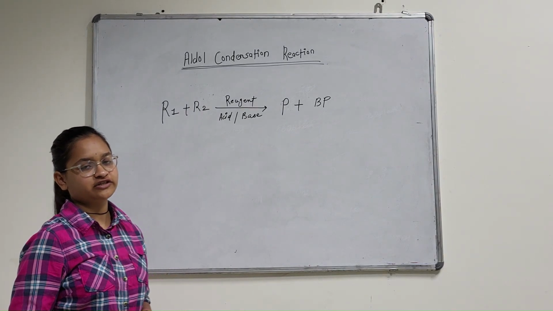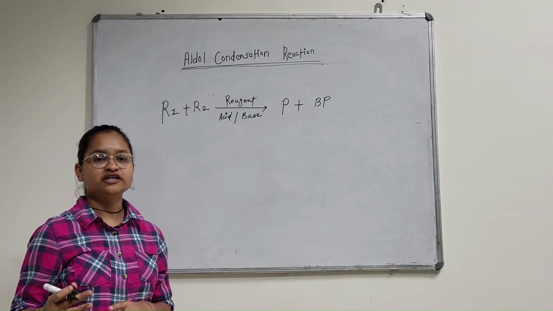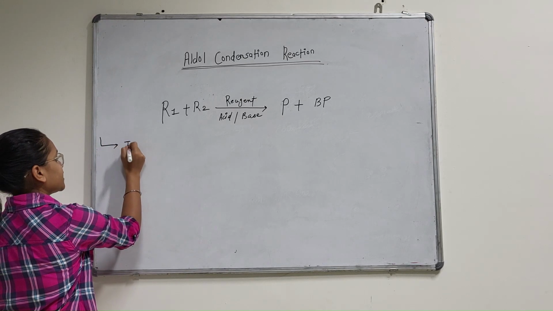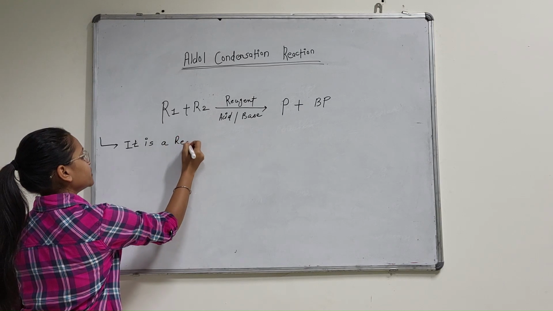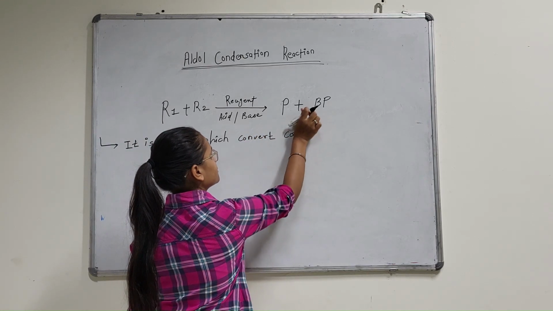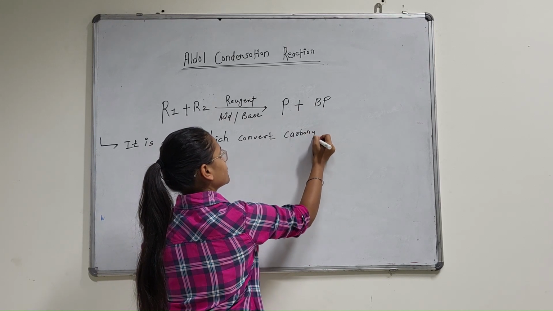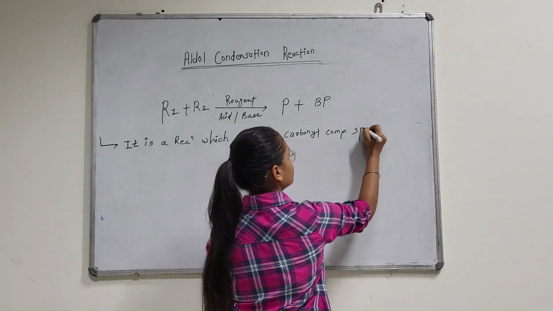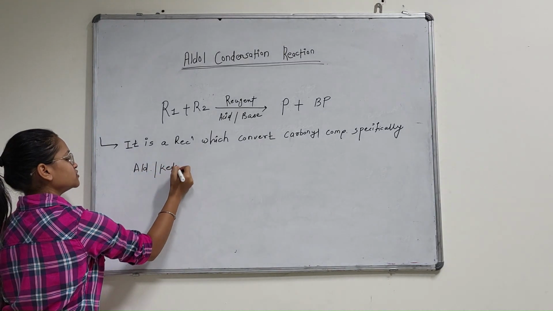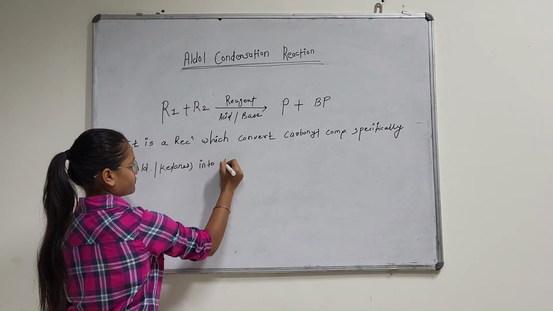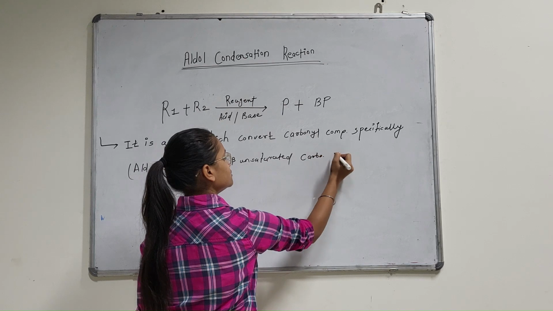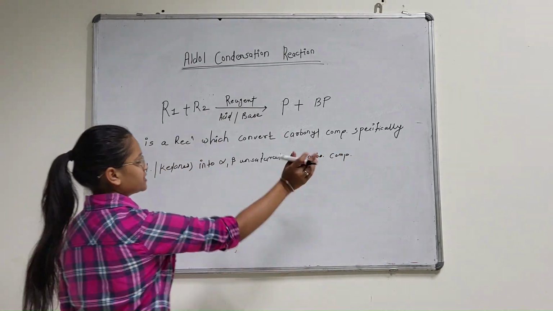So let's see what the Aldol condensation reaction is. It is a reaction in which a carbonyl compound, specifically an aldehyde or ketone, is converted into an alpha beta unsaturated carbonyl compound in the presence of a strong base.